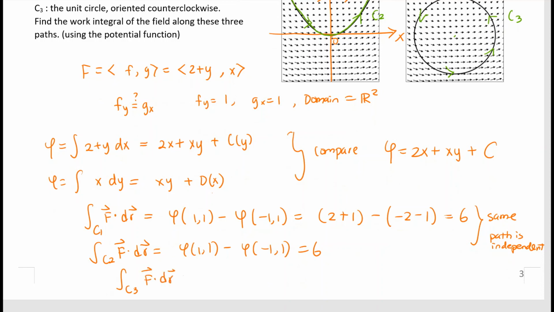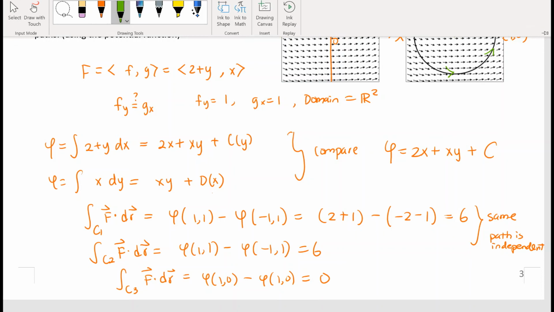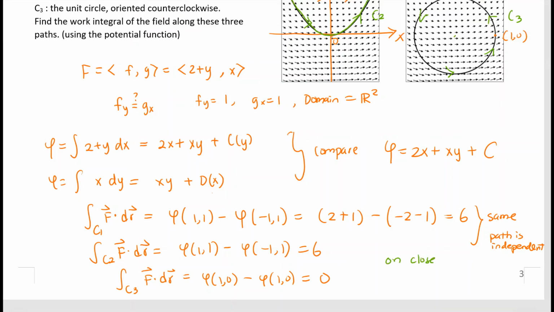Okay, now how about on C? Well, on C, what happened? You can think of the initial point as 1, 0. The terminal point is 1, 0 because they're the same point. So it's 0. Okay, so that's why on a closed curve, the line integral is 0. So far, so good, everybody?